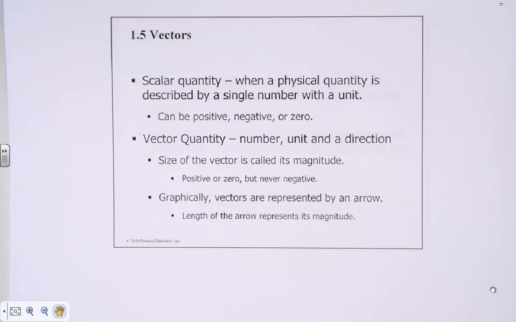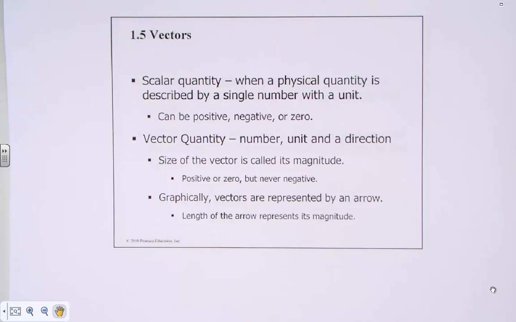Welcome back to the final of our section from Chapter 1 on vectors. Vectors, we've been stating all along, are speed, but with a direction attached to it. So let's distinguish between the term scalar quantity, as in our first bullet, versus a vector quantity.